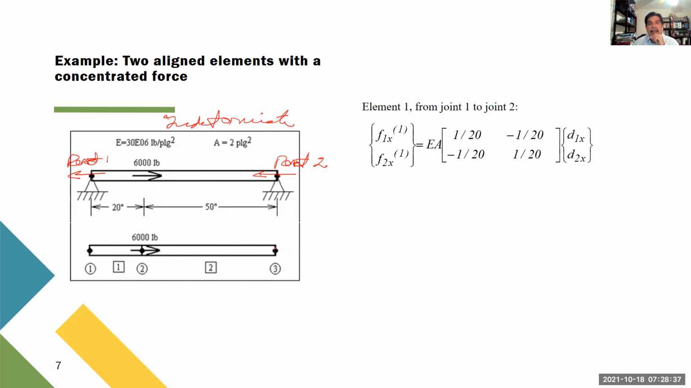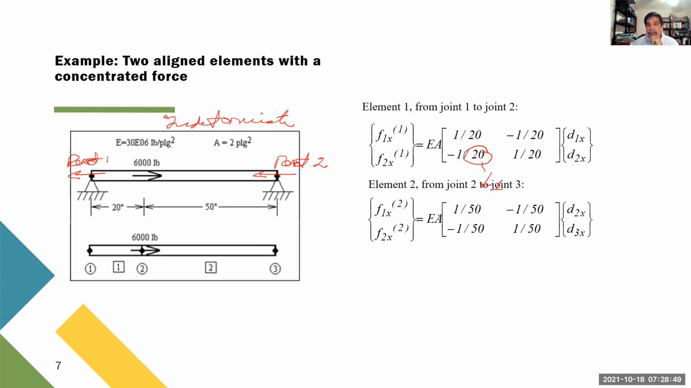Okay, that's for element 1. In this case, I insist that this is L, so this is L of the first element. And then we can do something similar for the second element. This is L for the second element. It looks like the EA, it's a constant section, so this EA term is the same for both elements.